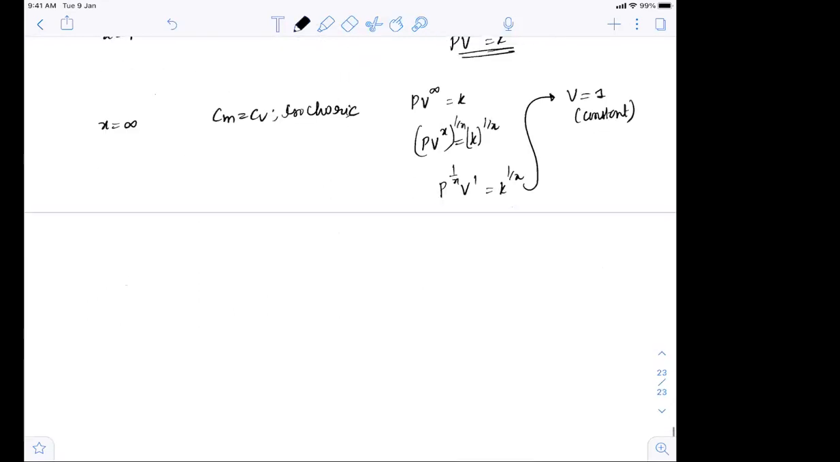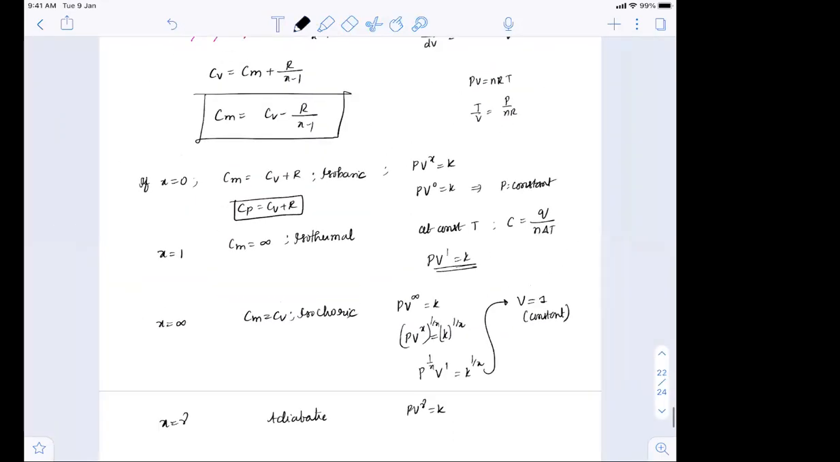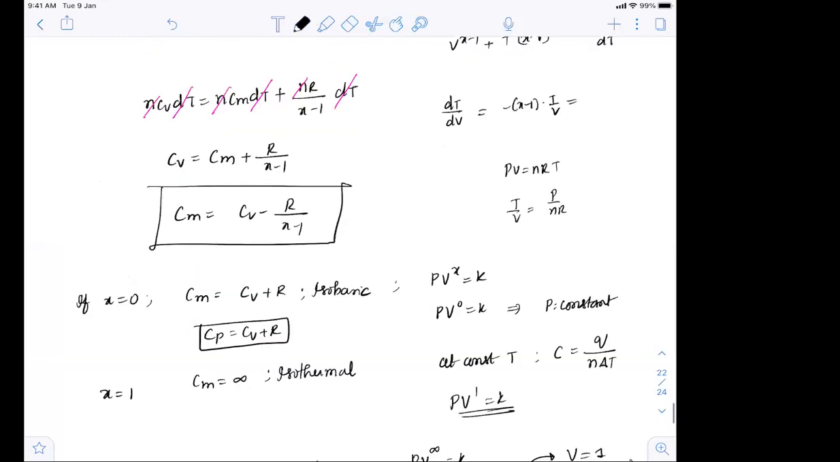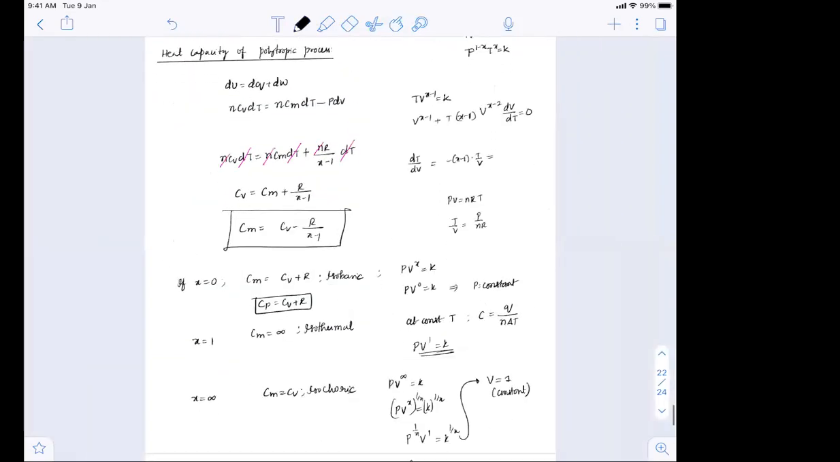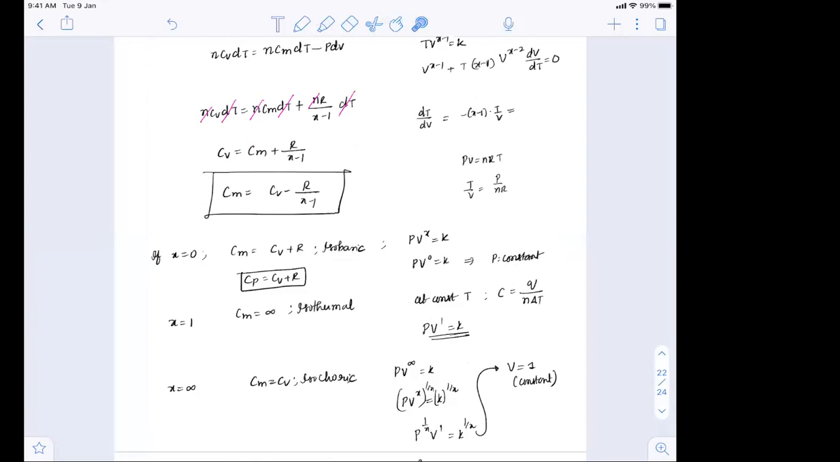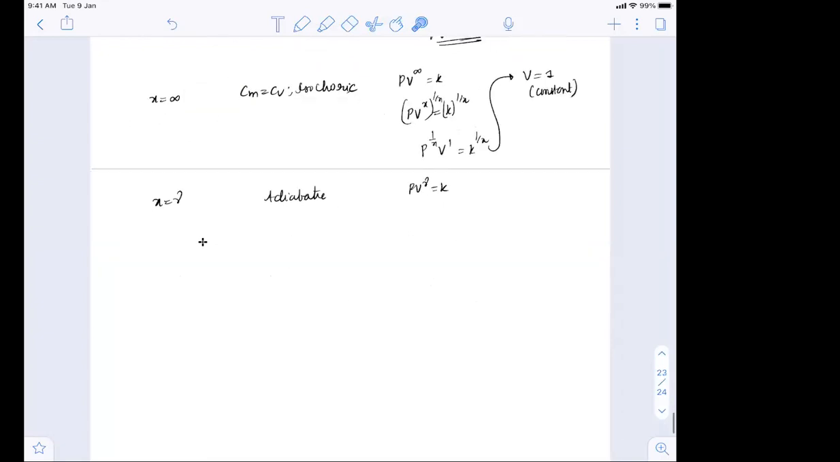Okay. And finally, if x is equal to gamma, we call it an adiabatic process because PV raised to power of gamma is equal to constant, that is for the adiabatic process. Okay, beta. That is how we have got the polytropic process. Mainly you have to remember this formula: Cm is equal to Cv minus R by x minus 1. If you know that, everything else becomes easy. Anything we want to derive, you can derive from there.